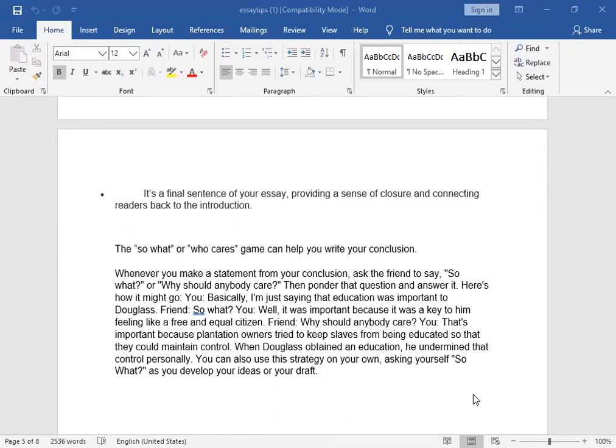That's important because plantation owners tried to keep slaves from being educated, so that they could maintain control. When Douglass obtained an education, he undermined that control. You can also use this strategy on your own, asking yourself, so what, as you develop your idea or your draft. In that particular paragraph, there is somebody called Douglass, and this Douglass was a slave.